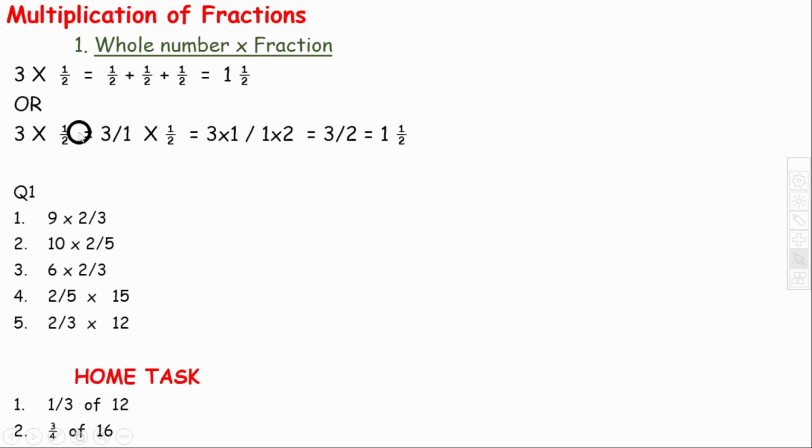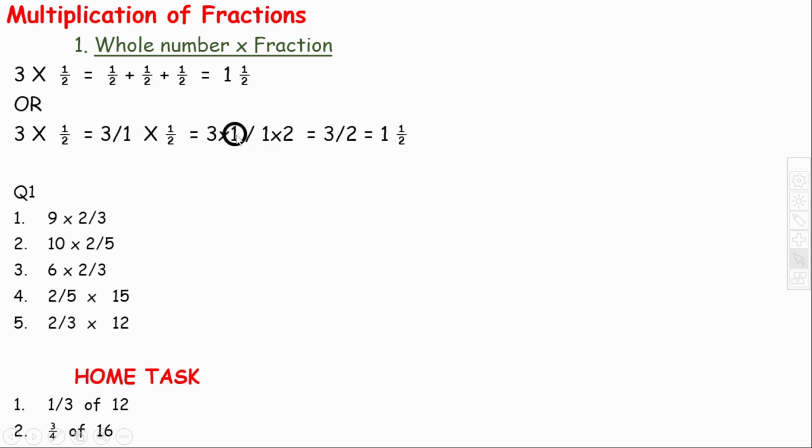Or 3 times half is equal to, first you try to convert this 3 into a fraction form. To convert this 3 whole number into a fraction form, all you have to do is just put that value over 1. So 3 all over 1 times half, or 3 all over 1 times 1 all over 2. So what you now do is that you multiply the numerators and you multiply the denominators. The numerators are 3 and 1. The denominators are 1 and 2.